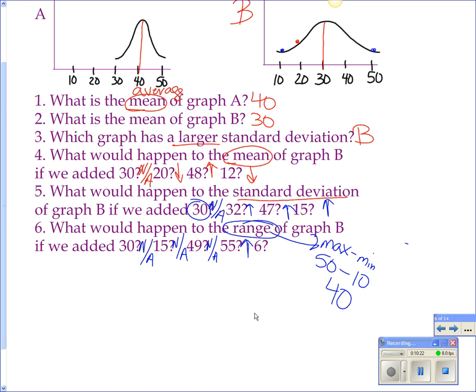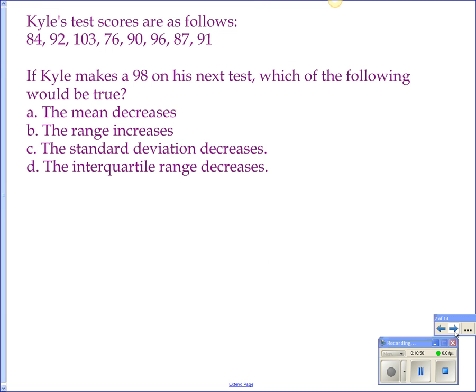Check here. If I add a 6 to the mix, does that change the maximum or the minimum? Yes. Guys, look what happens. If the minimum is now 6, what's 50 minus 6? 44. What happened to the range? It went up. All right, the range got larger. So these are ones you have to think through. They're thinking problems.